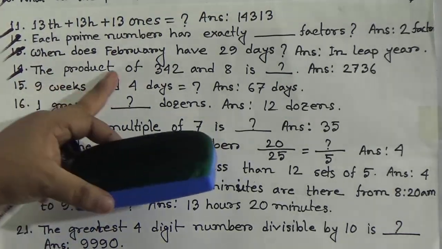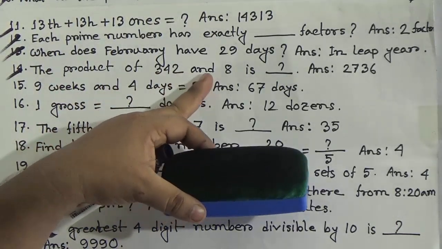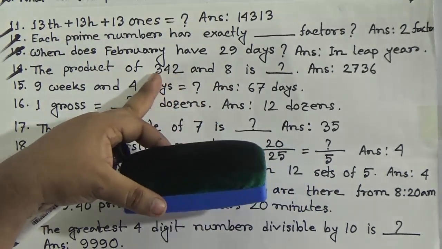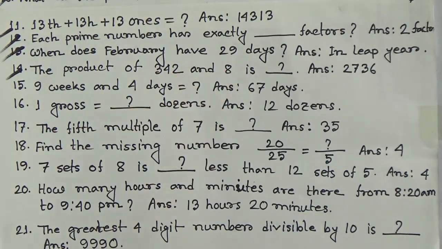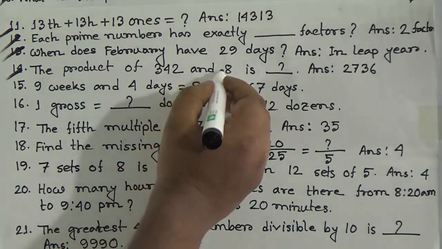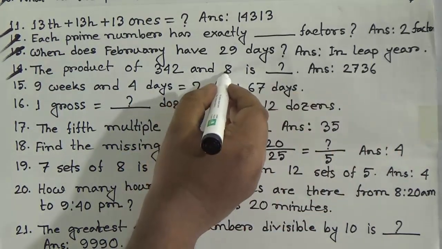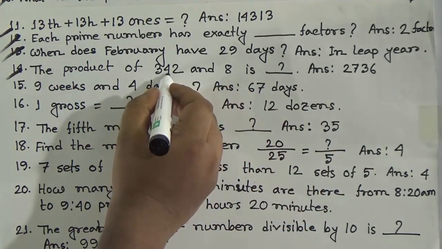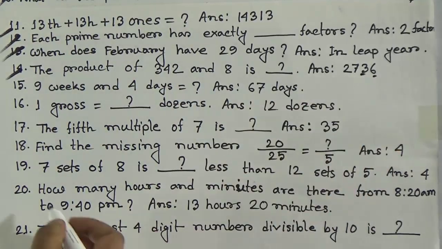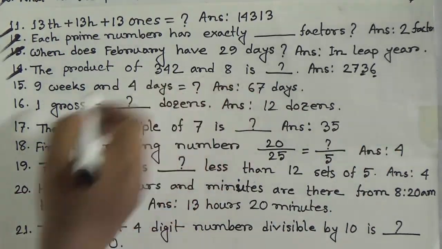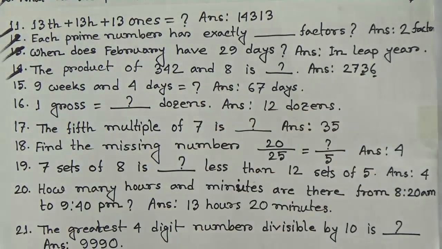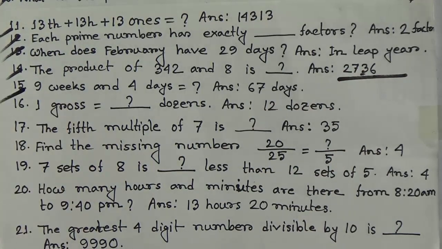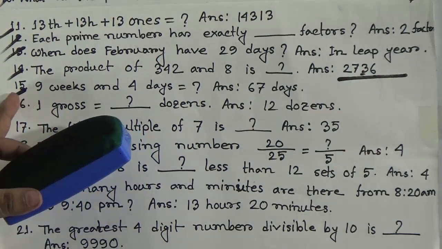Number 14, the product of 342 and 8. We multiply 342 with 8 and we get the answer. 8 2s are 16, 8 4s are 32 and 1 is 33, and carrying 3, 3 8s are 24 and 3 is 27. So the answer is 2736.